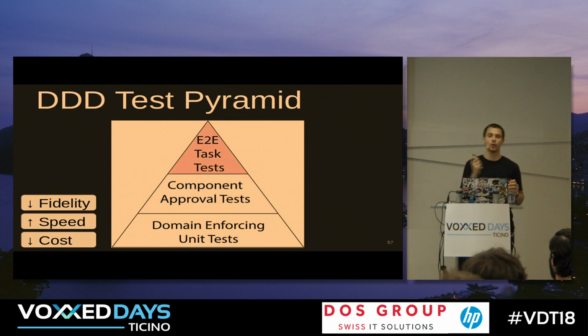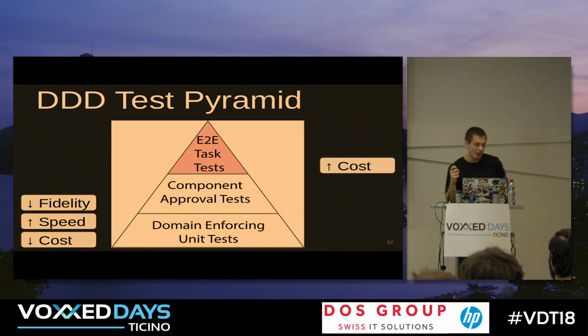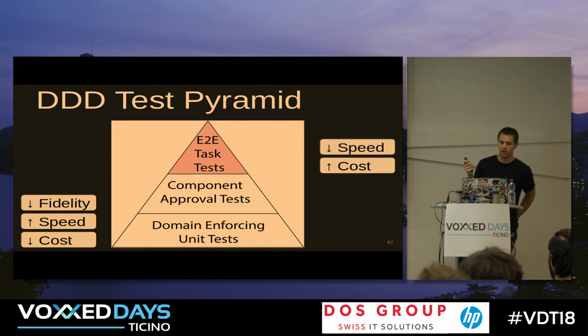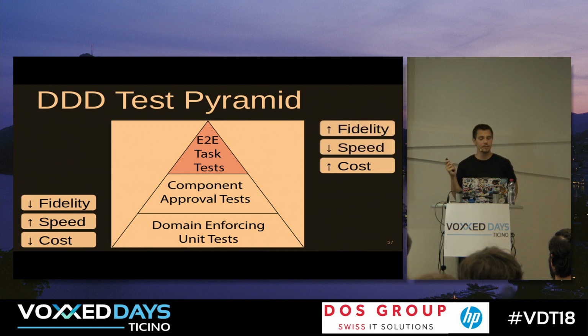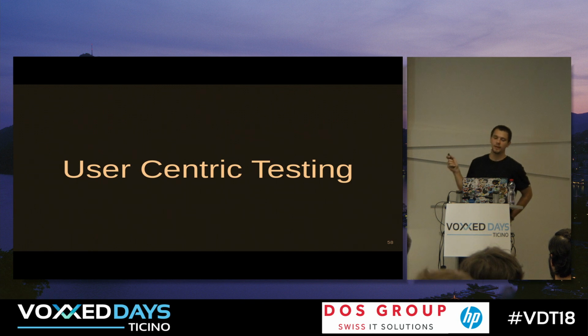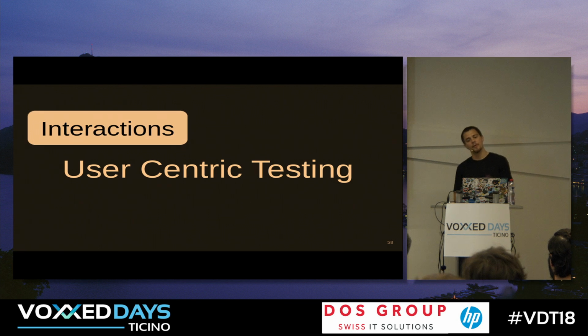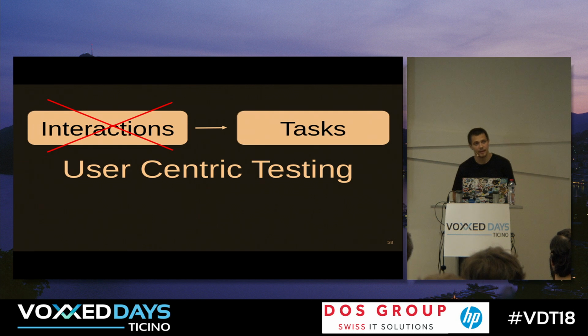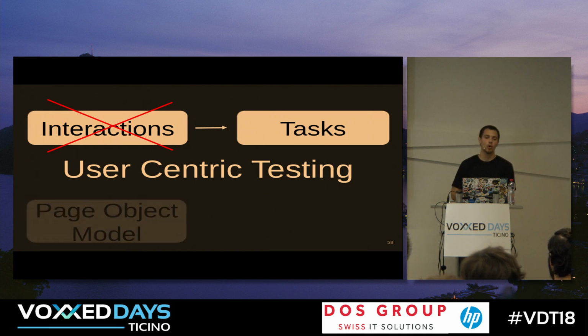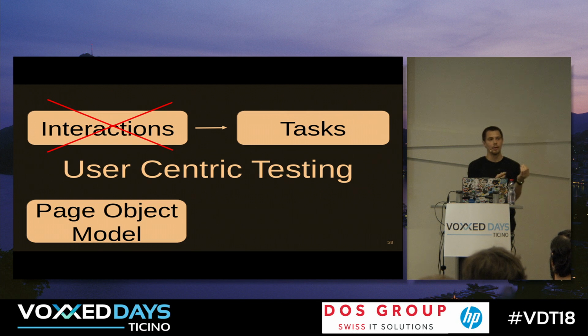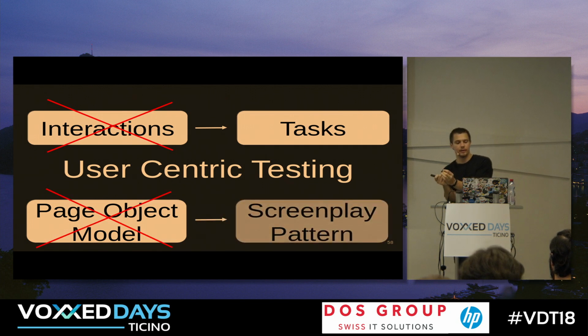But when it comes to end-to-end tests, I really distinguish them from regular end-to-end tests in the first place. While they match the same principle of costs, speed, and fidelity, the important part is that you're really trying to make them user-centric tests. What I mean by that is, instead of focusing on interactions, you focus on the tasks at hand. Test-wise, instead of using so-called page object models, you use something called the screenplay pattern.